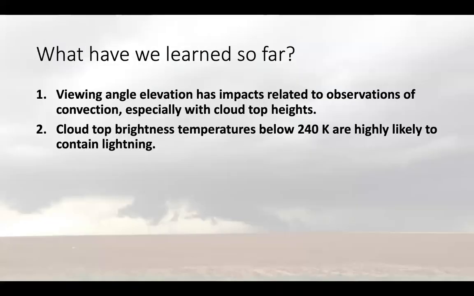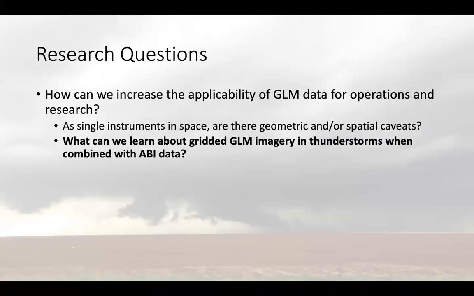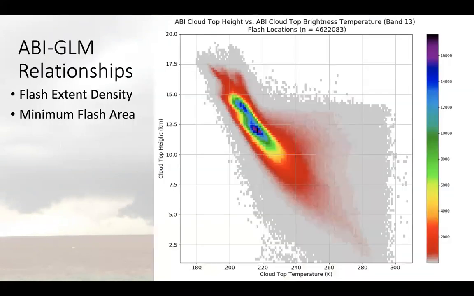So what have we learned so far? Kind of our quick check-in. We've showed that viewing angle elevation does have impacts related to the observations of the convection, especially so with the cloud top heights. And with brightness temperatures below 240 Kelvin, they are very likely to contain lightning from the GLM. Now, going over to our second research question, what can we learn about the gridded GLM imagery and thunderstorms when combined with the ABI data?